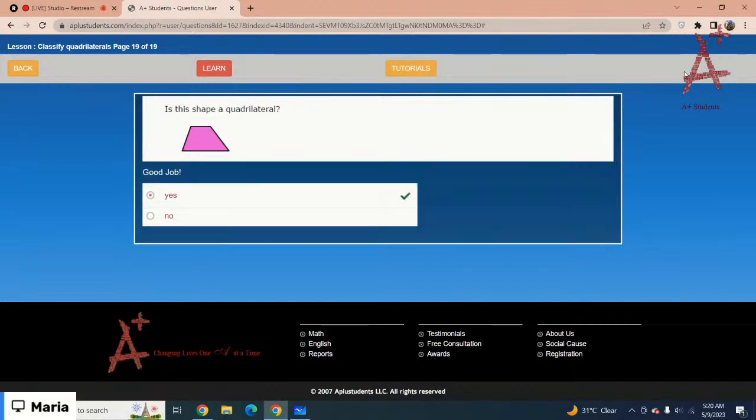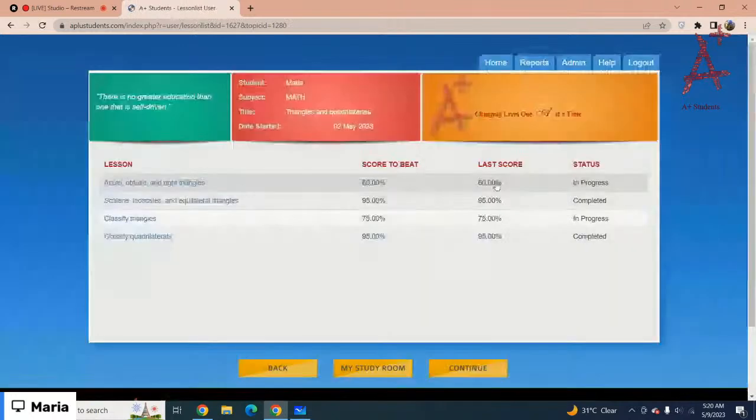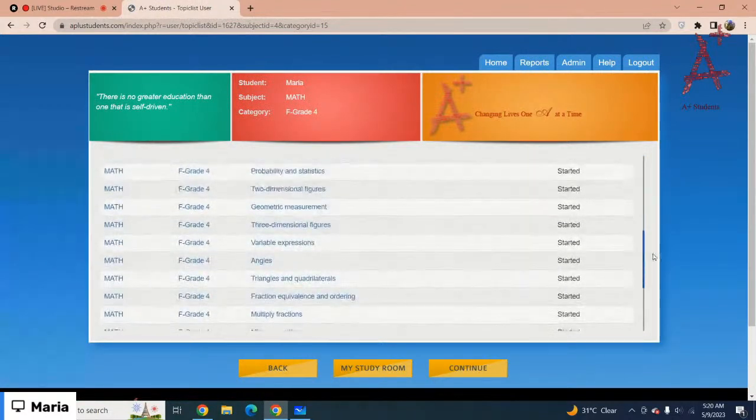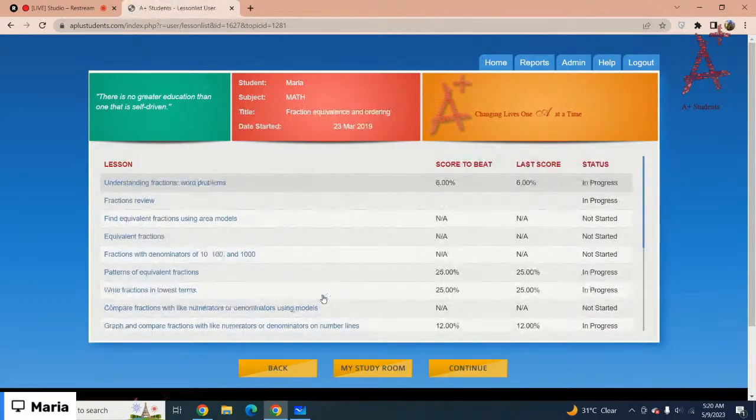Okay, we are done with the lesson. Also, we are done with the chapter, Triangles and Quadrilaterals. Let's move on to the next chapter. We're going to start the new chapter, which would be fraction, equivalence, and ordering. Let's start with the next lesson.